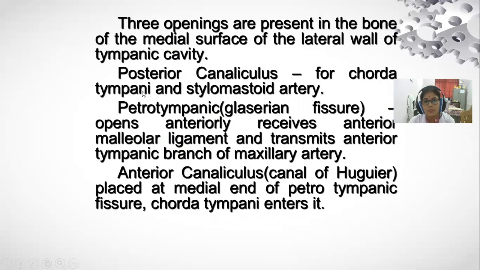Three openings are present in the bone of the medial surface of the lateral wall of the tympanic cavity. Posterior canaliculus for chorda tympani and stylomastoid artery. Petrotympanic fissure, also called Glaserian fissure, which opens anteriorly, receives the anterior malleolar ligament and transmits the anterior tympanic branch of maxillary artery. Then you have the anterior canaliculus, called canal of Huguier, placed at the medial end of the petrotympanic fissure, wherein your chorda tympani enters.